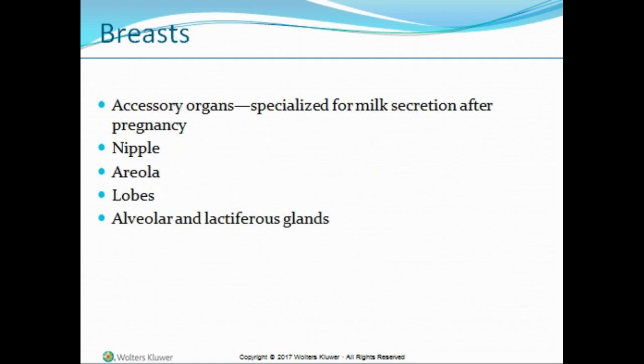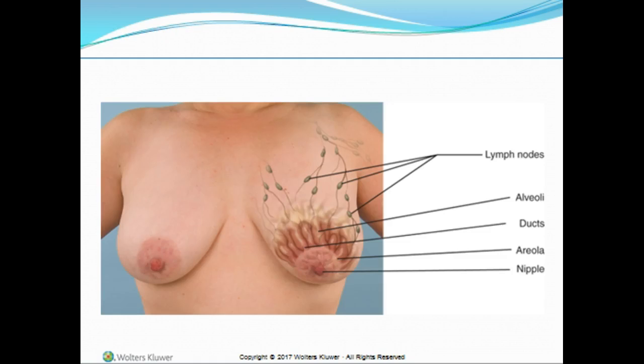The breasts are considered accessory organs. They're specialized for milk secretion after pregnancy. The breasts consist of the nipple, the areola, the lobes, and the alveolar and lactiferous glands. So here's a picture of the breast, and it's showing the different lymph nodes, the alveoli, the ducts, the areola, and then the nipple.